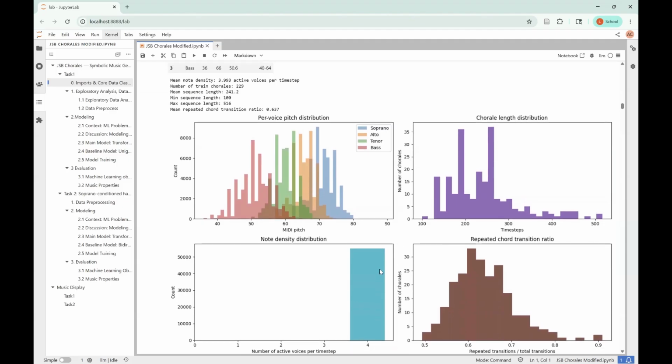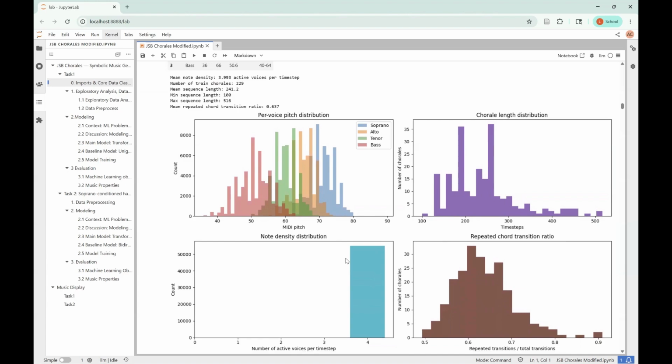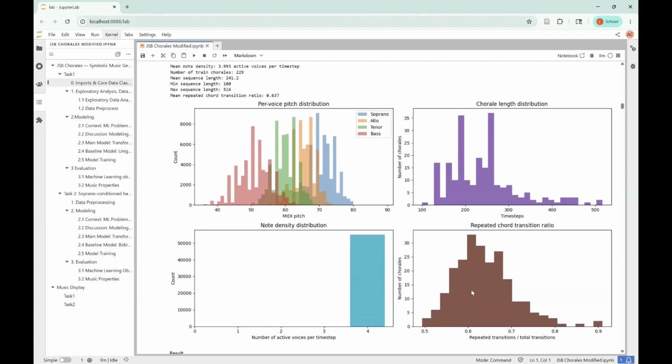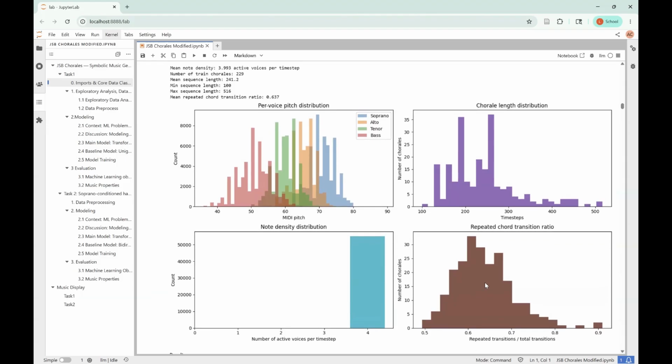The note density plot shows that most time steps contain all four active voices, so the data is not very sparse. The repeated chord transition ratio is around 0.637, meaning many neighboring time steps contain the same chord. This is expected because the data uses 16th note resolution, but it also means the model may learn to copy the previous chord frequently and affect its performance. Overall, the dataset is suitable for symbolic sequence modeling.